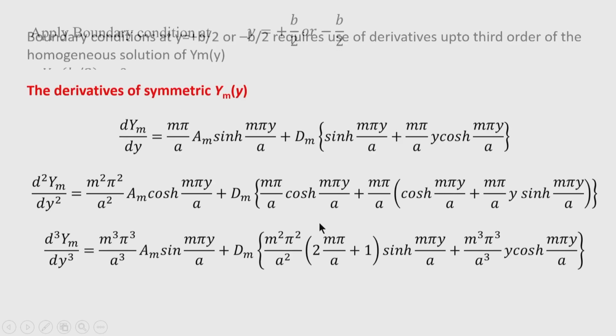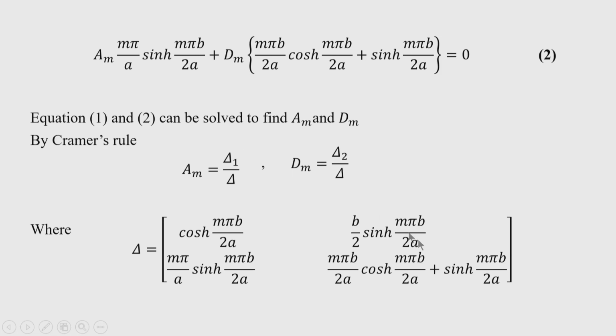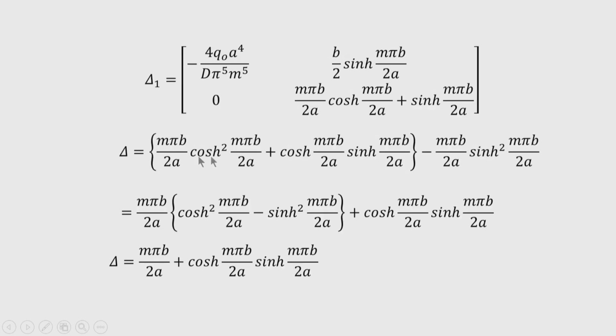Then this term, if you see, b by 2 sin hyperbolic m pi b by 2a, will appear here. Similarly, systematically, whatever is inside this second bracket will go in the position 2 by 2, that is the second row, second column. So, this delta has to be evaluated, and it has to be non-zero, otherwise the solution will not be bounded. So, after evaluating this delta, we can find this quantity.